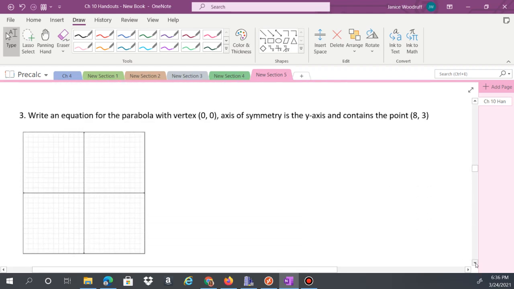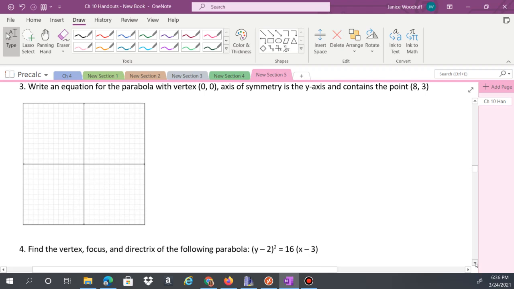We have this scenario here. Write an equation for a parabola with a vertex of (0, 0). Just go ahead and draw that. The axis of symmetry is the y-axis, and it contains the point (8, 3). Okay, so it's giving us a point. So let's see, (8, 3): 1, 2, 3, 4, 5, 6, 7, 8.